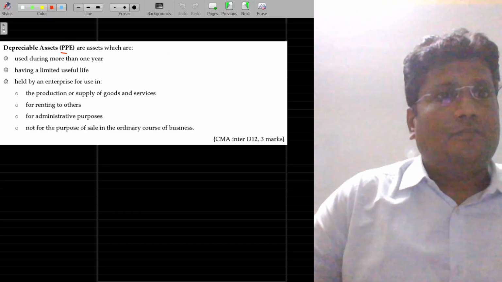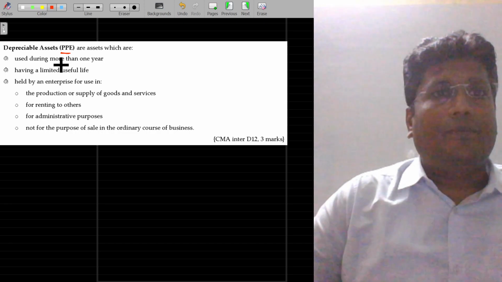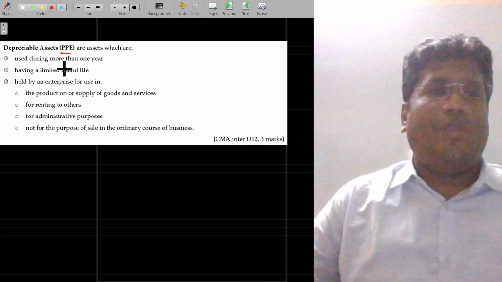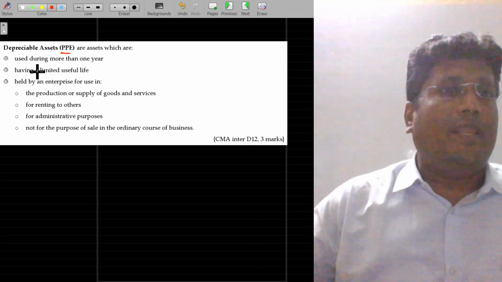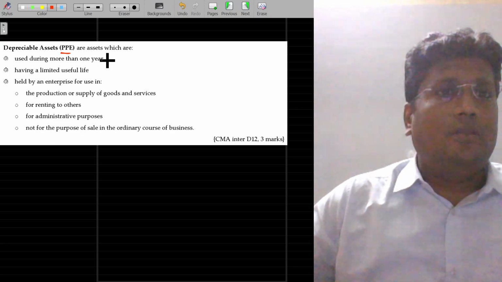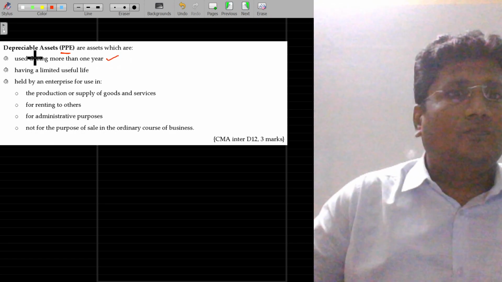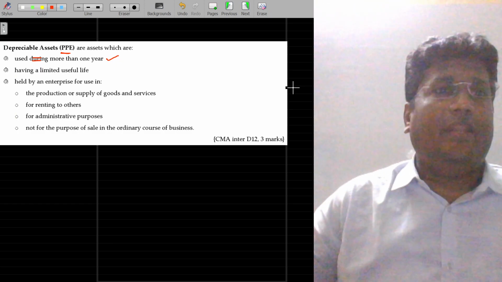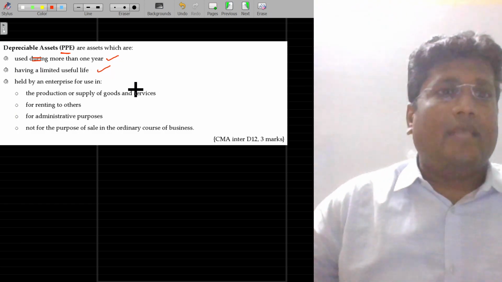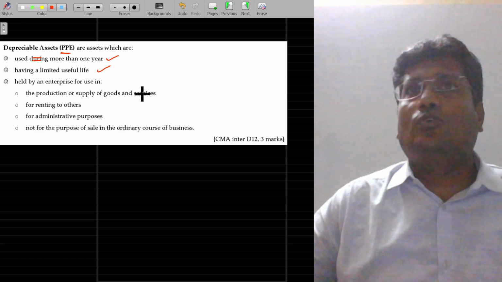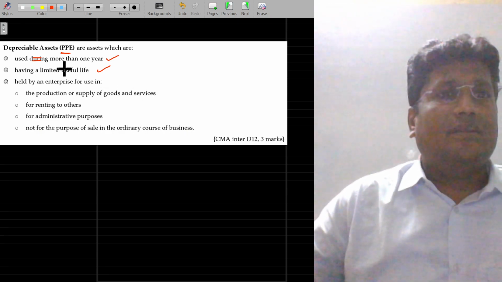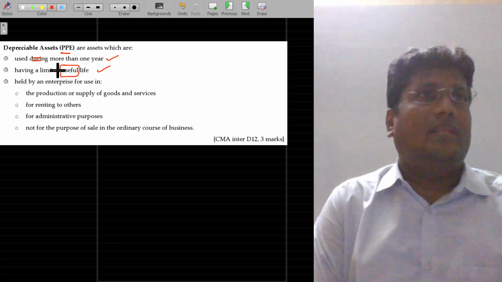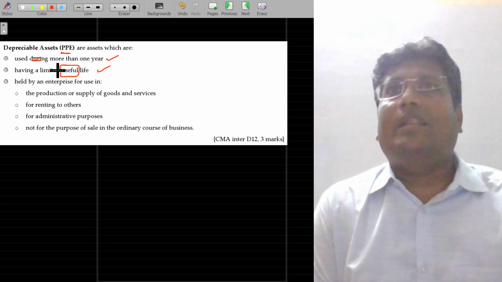Depreciable assets, property, plant, equipment will be defined this way, will have these characteristics: used during more than 1 year. It can be usable for more than 1 year, and that too it has a limited useful life. Okay, understand this, limited useful life. It will have life, but it has a limited useful life.